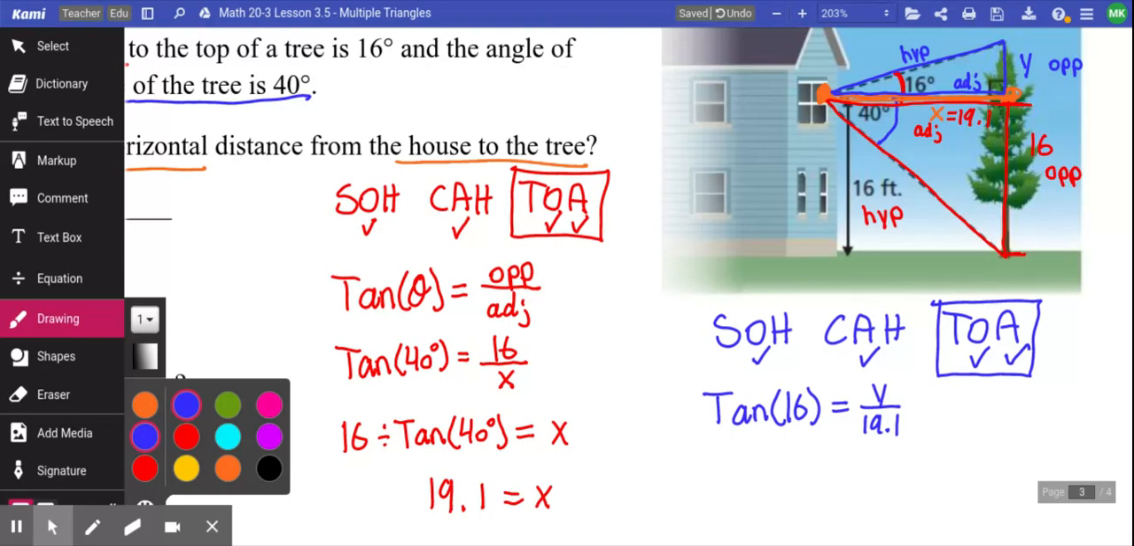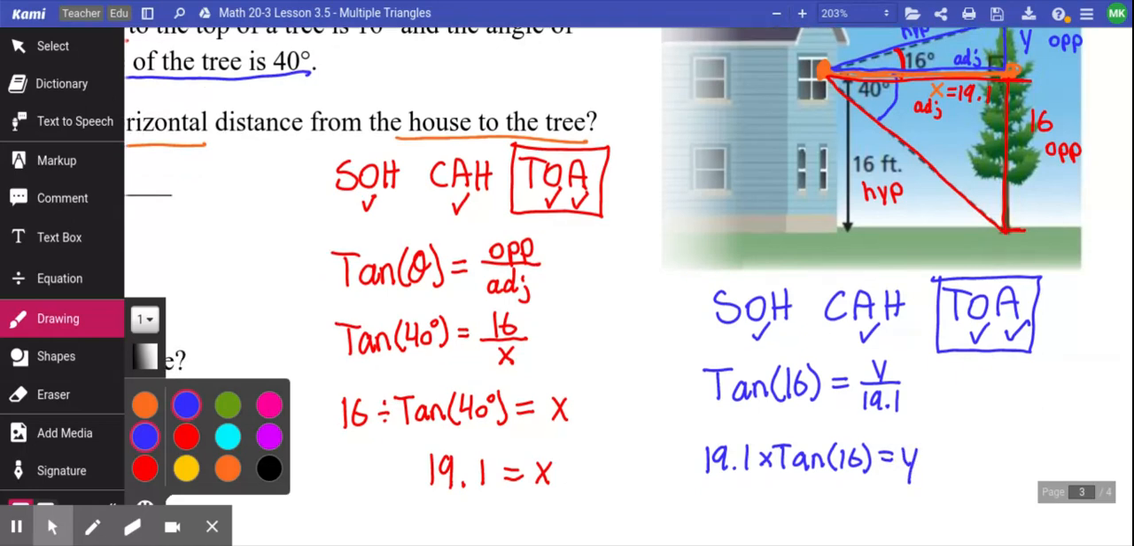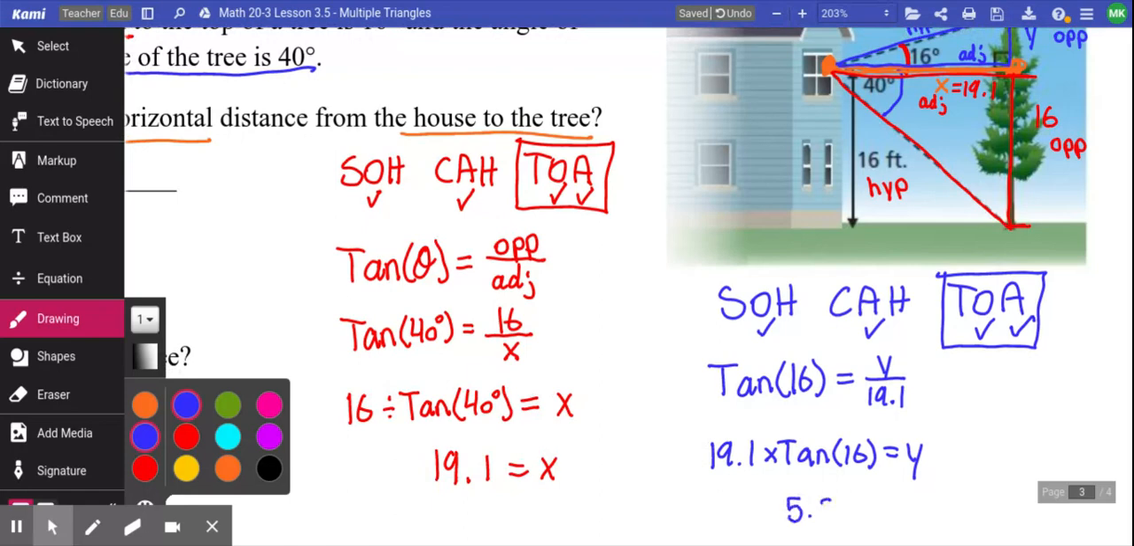Right, so I chose TOA. Opposite is y. Adjacent, I just figured out, is 19.1. Because y is on the top, this will be a multiply question. So I'm going 19.1 times tan of 16. And that will tell me what y is. So if you put that in your calculator, you get 5.5 equals y.